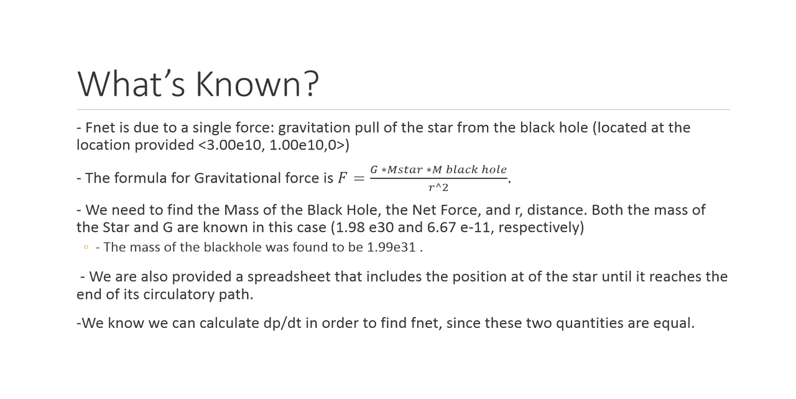The formula for gravitational force is also known from Newton's gravitational law. In order to use this law, however, we need to find the mass of the black hole, the net force, and r, distance. Both the mass of the star and big G are known in this specific case. The mass of the black hole in the end was found to be 1.99 times 10 to the 31. We're also provided a PHYS spreadsheet that includes the position of the star until it reaches the end of its circulatory path around the black hole.